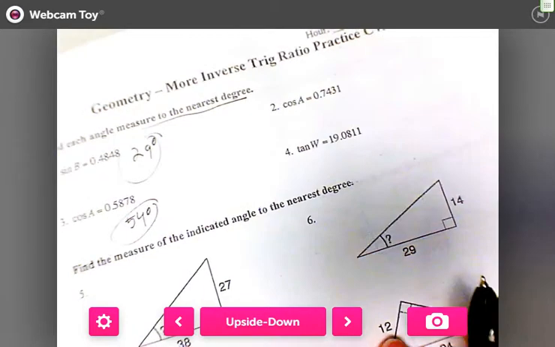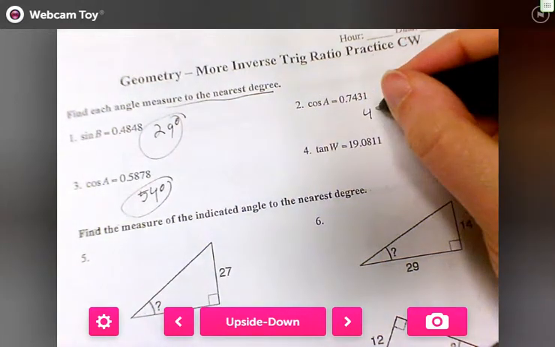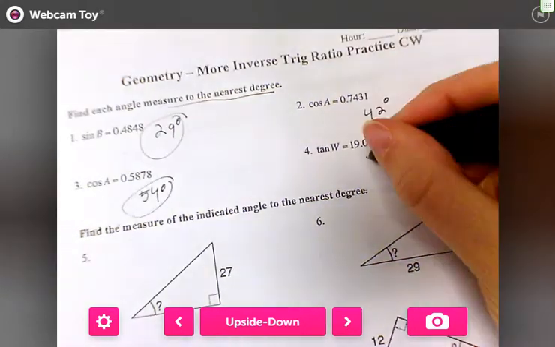All right, guys, what'd you get for number 2? 42 degrees, good. What about for number 4? You got 87 degrees? Yeah, that's what I get too.